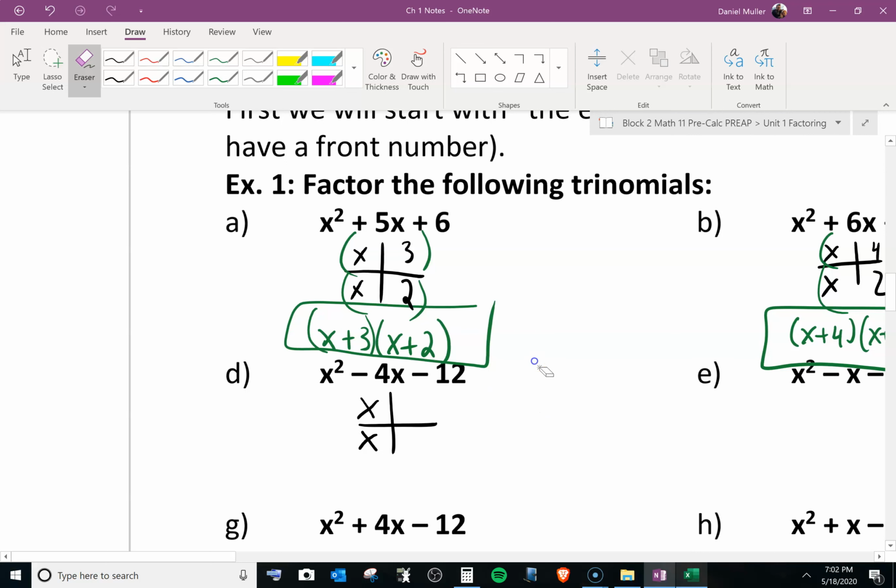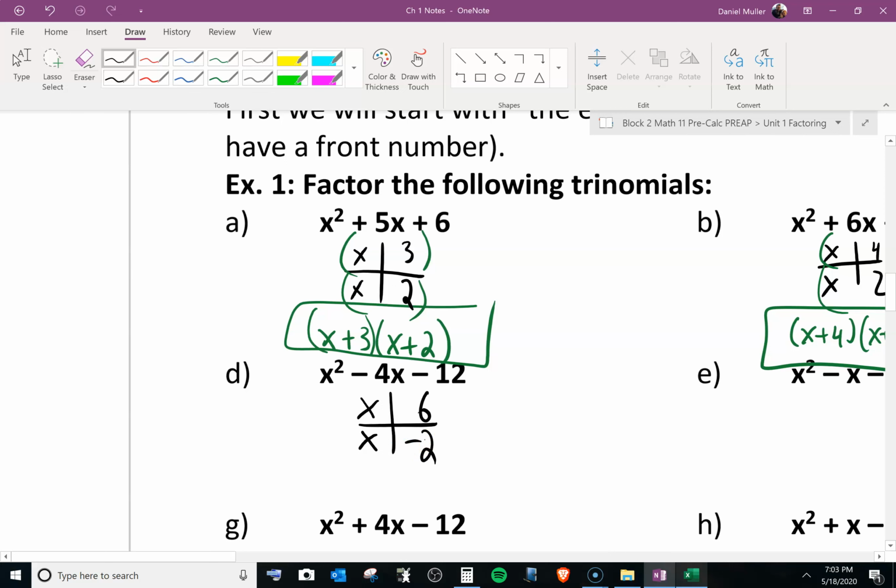I don't know. I have 6 and 2. One of them needs to be negative. Or I have 4 and 3. But I'm looking at 6 and 2, and that looks like I might get 4. So I'm going to do 6 and 2, and it needs to multiply to negative 12, so I'll make one of them negative.